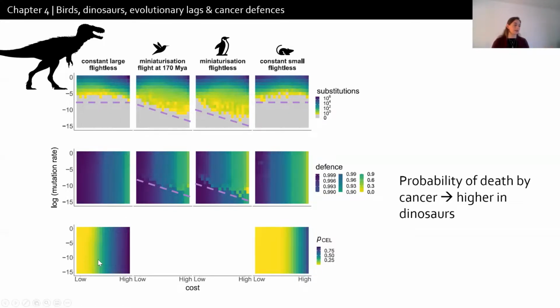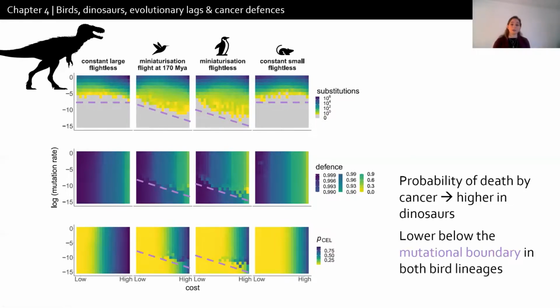And overall, dinosaurs had more probability of dying from cancer than small-sized mammals because they had basically more cells and more cancer risk. And now when we look at the case with the birds, above the mutational boundary, their probability of dying from cancer was kind of similar to the mammal-like lineage.